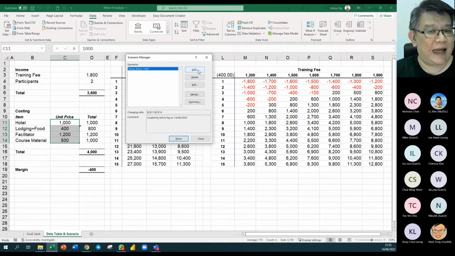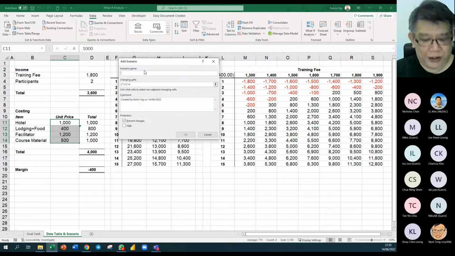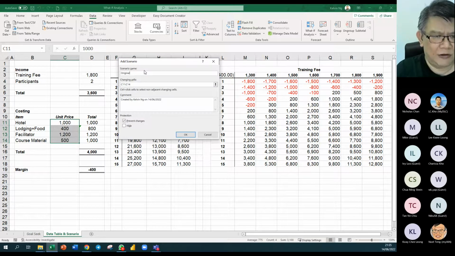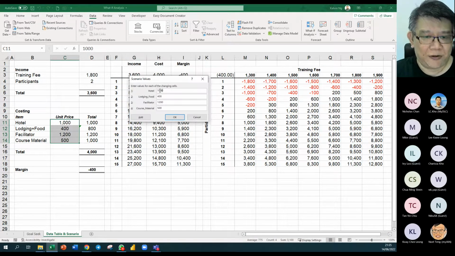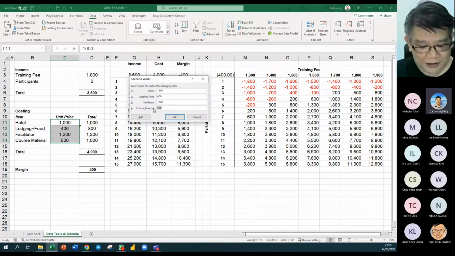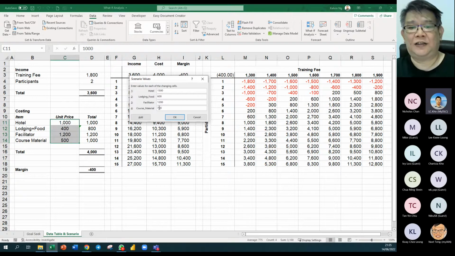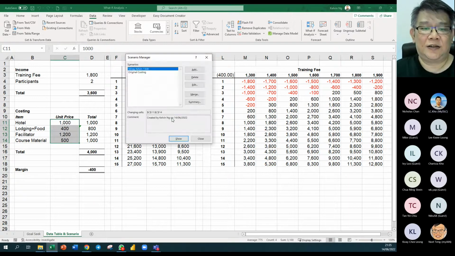Okay, so I'm going to click add. Now I will put here Original Costing. Original Costing, still C11 to C14. Okay. Then I change this back to 1,005. I change this back to 600. Now this one I didn't change. Cole, you see, I sayang you. I didn't reduce your fee. Good. This one 700. Okay, so I have two scenarios already.